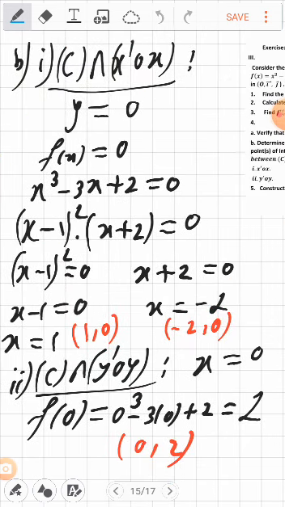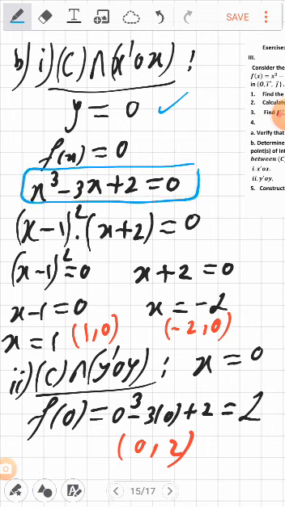In part B, part B I, we have to find the coordinates of the points of intersection between C and x prime x. We have to solve y equal to 0, f of x equals 0, then we have to solve this equation. Either we use the calculator, if I hadn't helped you in part A, we go to the calculator, enter degree 3, and get the roots: 1 and minus 2, sorry. But I assumed you don't have a calculator, so we do it this way.